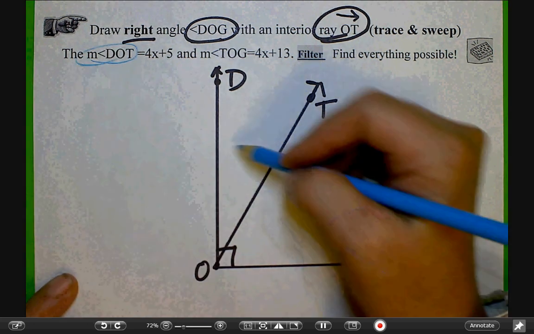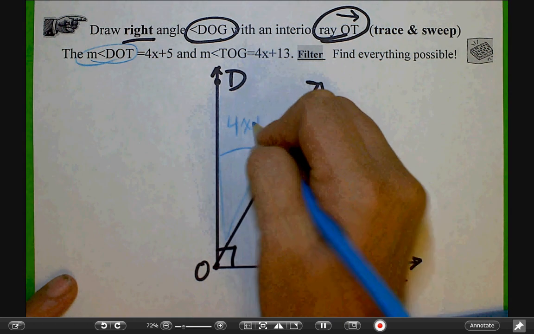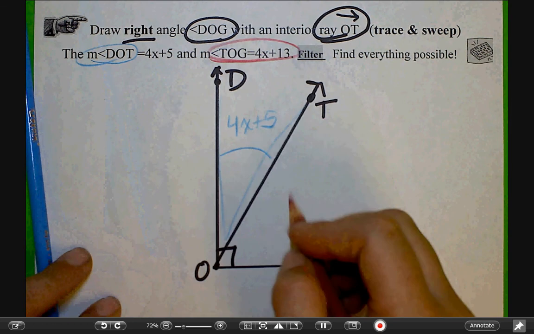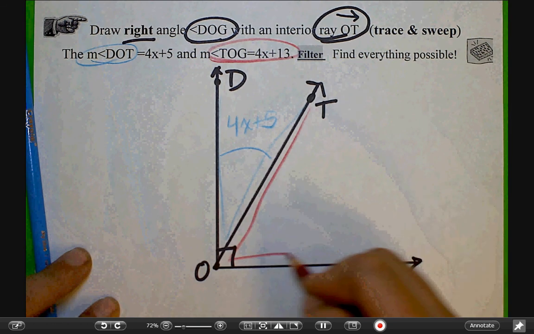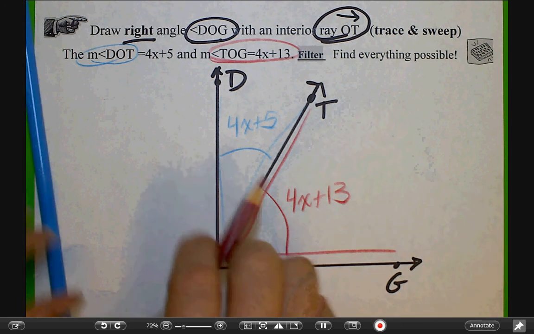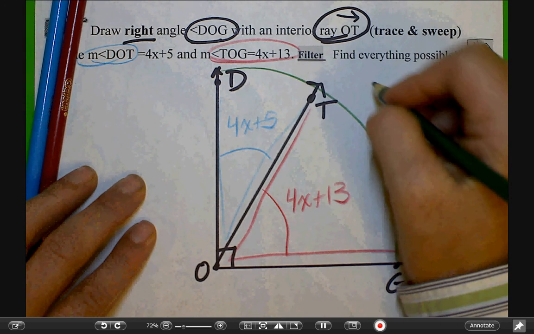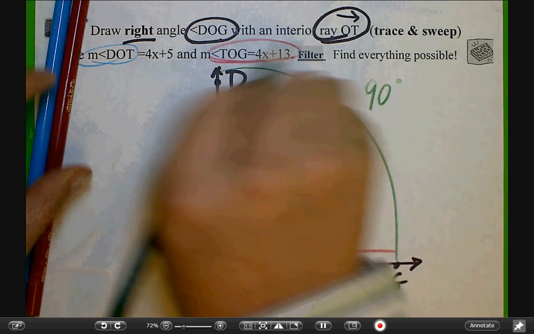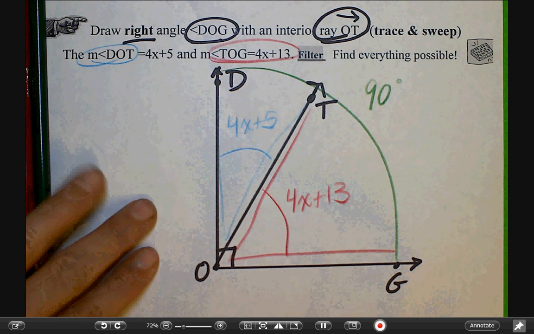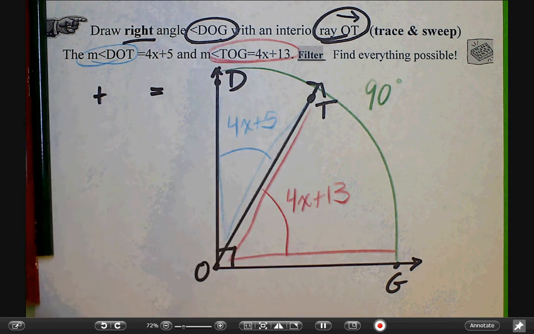And then we have DOT is 4x plus 5. TOG is 4x plus 13. Don't forget this last information. This whole thing is 90 degrees. There's no bisector there, so we're going to do this.